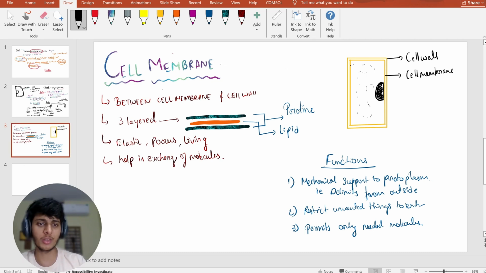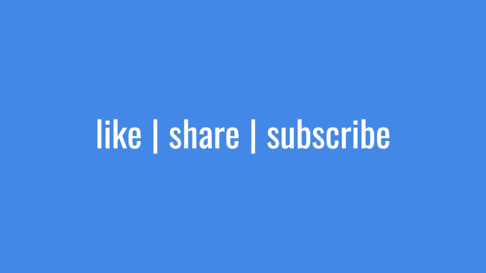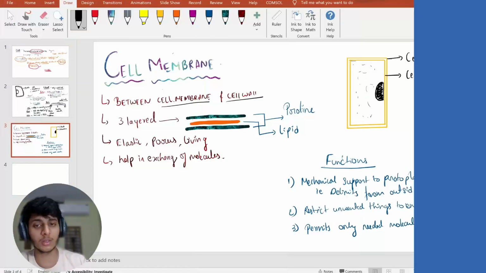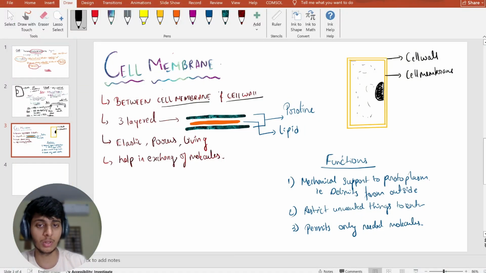So the cell membrane is in the diagram, as you can see. If this is the cell wall in the plant cell, the layer inside the cell wall is called the cell membrane. So what are its characteristics? Cell wall is present outside the cell membrane. Cell wall is present only in plant cells, as we have discussed in previous slides, but the cell membrane is present in both animal and plant cells.